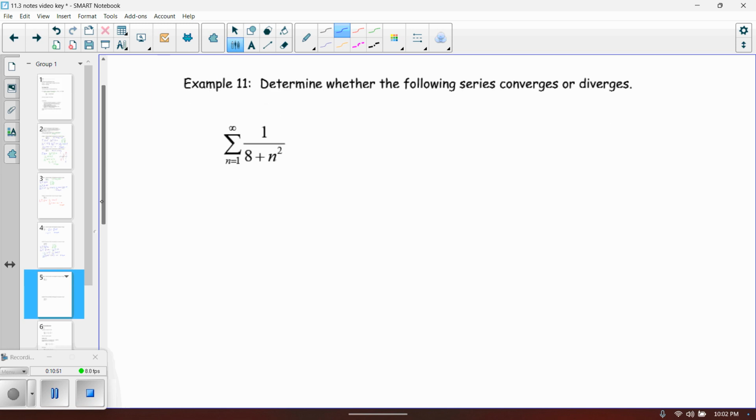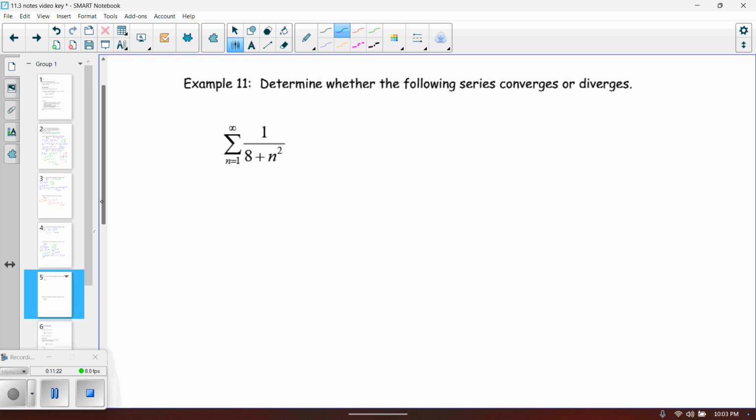All right, probably one that is slightly more interesting in this case. We're going to determine whether the series is convergent or divergent. Again, go through your basic ideas. This one is not a geometric. 8 plus n squared cannot be factored in a way that you can use telescoping. The limit as n goes to infinity is 0, so it's inconclusive.